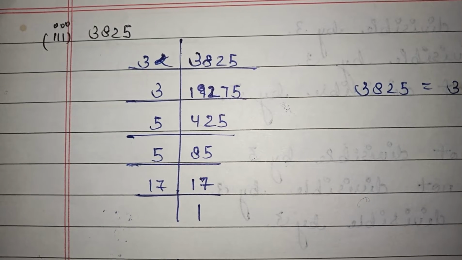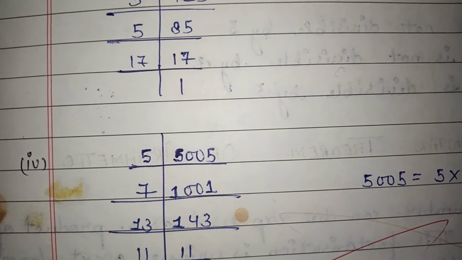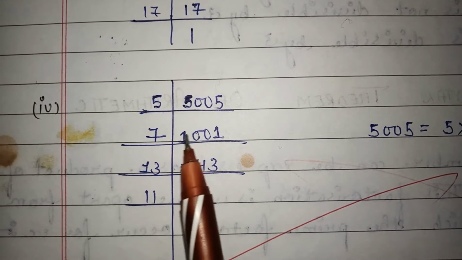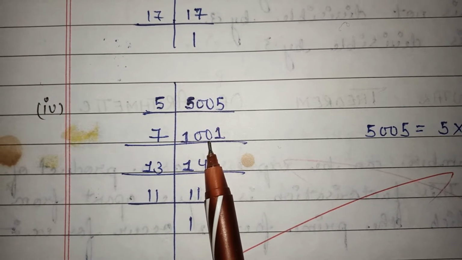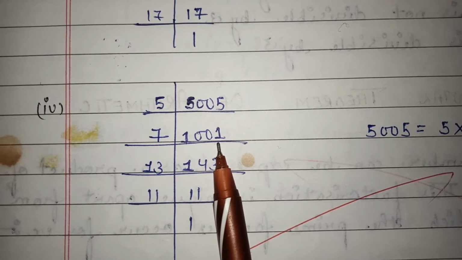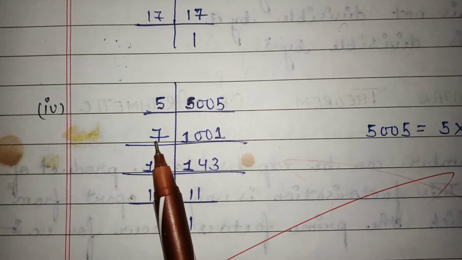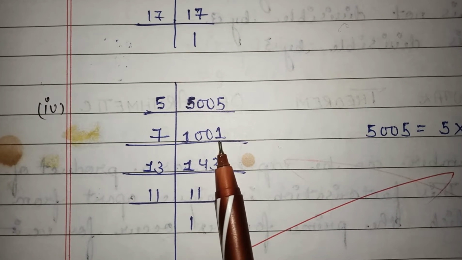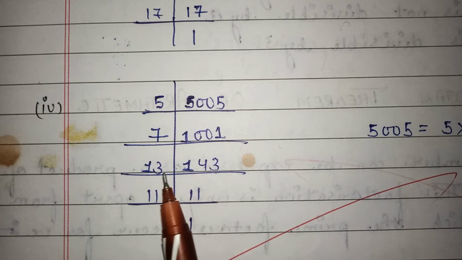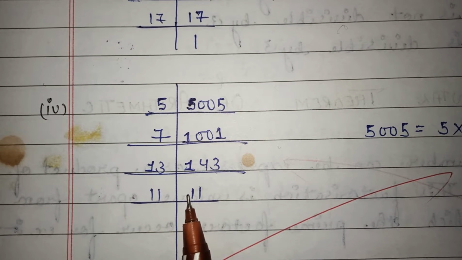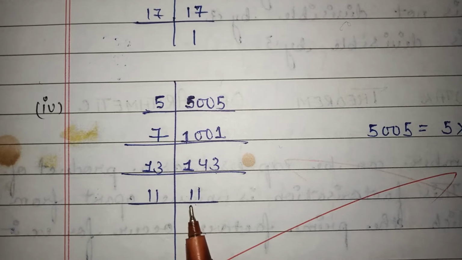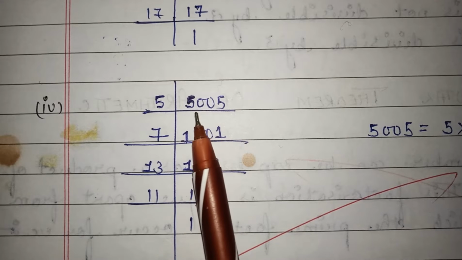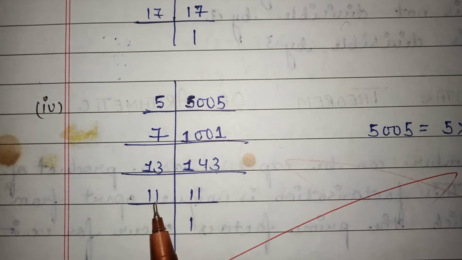Now moving to the fourth part, we have 5005. Now it is divisible by 5: 5 ones are 5, and 0 will come as it is. Now again 5 ones are 5. Now it is divisible by 7: 7 ones are 7, 7 fours are 28, 7 threes are 21. Now it is divisible by 13: 13 ones are 13. Now 11 is also a prime number. So the factors of this number are 5 into 7 into 13 into 11.